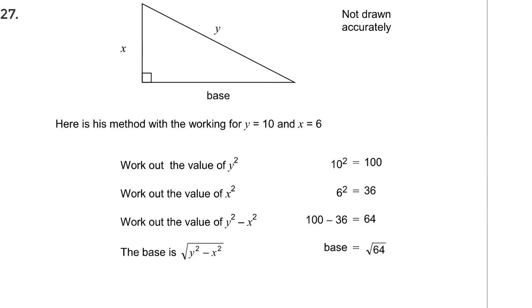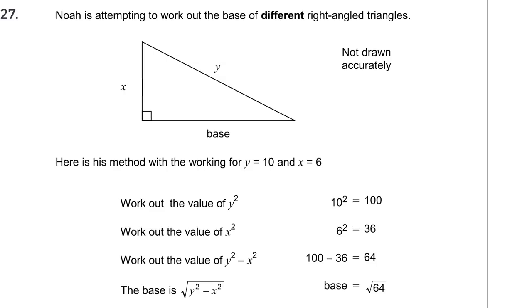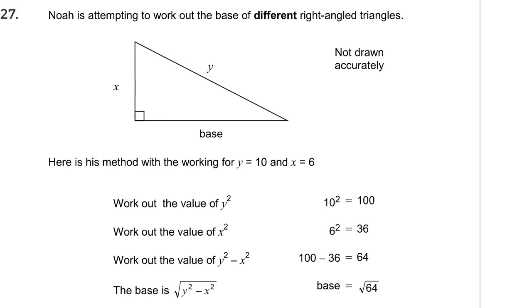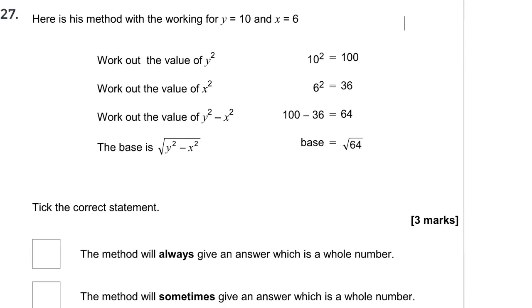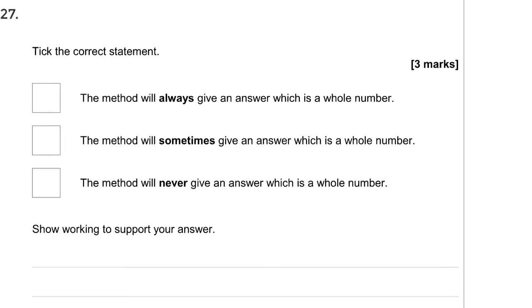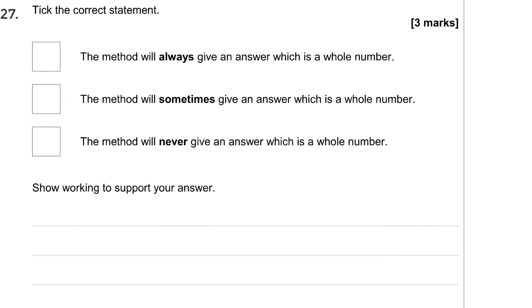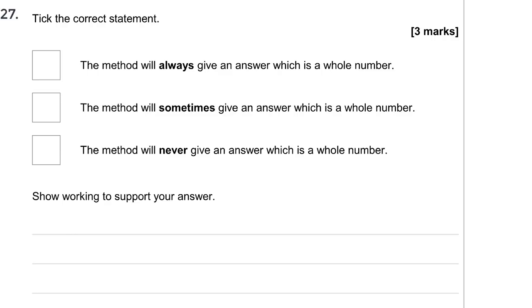Well, his first example here, with x and y equal to 6 and 10, gave us root 64, and root 64 is 8, so that is a whole number. So that particular example does give a whole number for the base, but if you've ever done any questions with Pythagoras' theorem before, you'll know that that is a rarity. The Pythagorean triples are the ones that give you nice whole numbers, otherwise they are decimals.